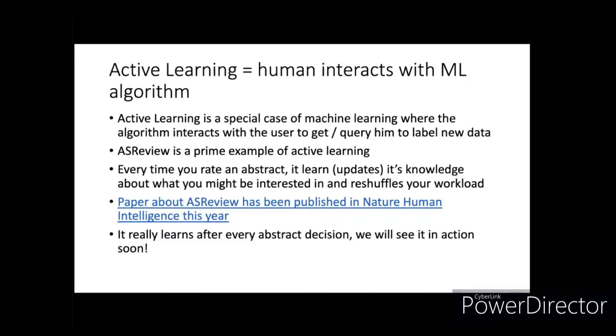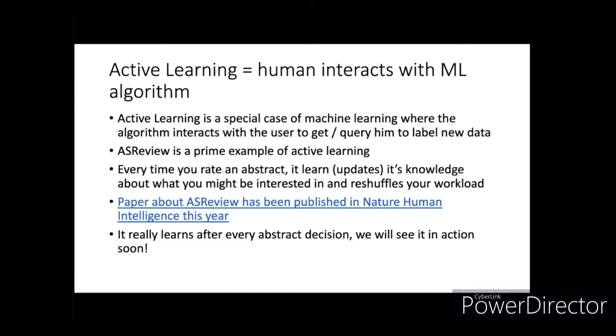It's interactive and it's updating its, I mean, in this sense, I could even say it's updating its beliefs, its model and estimations. So the software you'll be using today, ASReview, is a prime example of active learning. Every time you write an abstract, which we will get to soon, it updates its knowledge about what you might be interested in and reshuffles your workload.